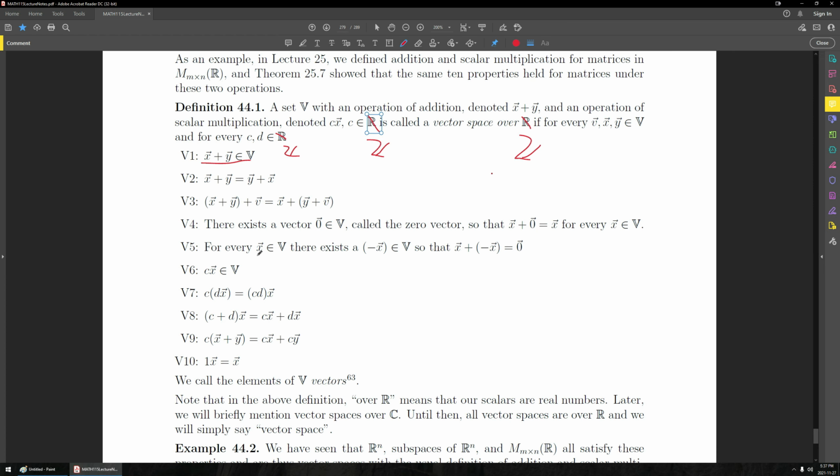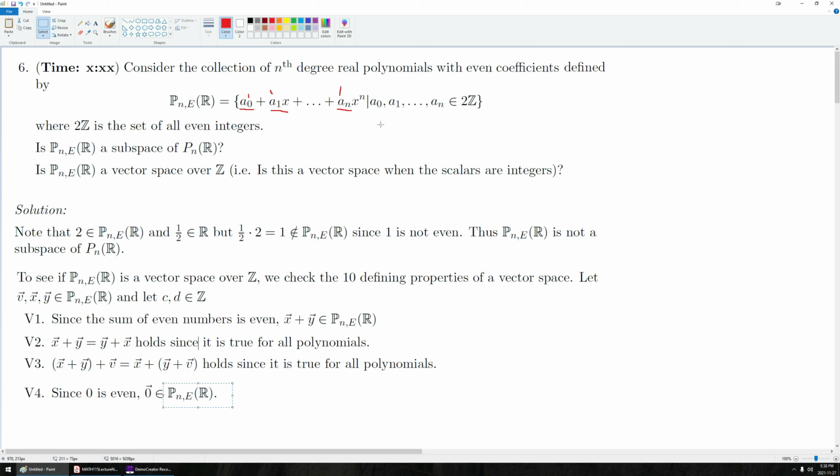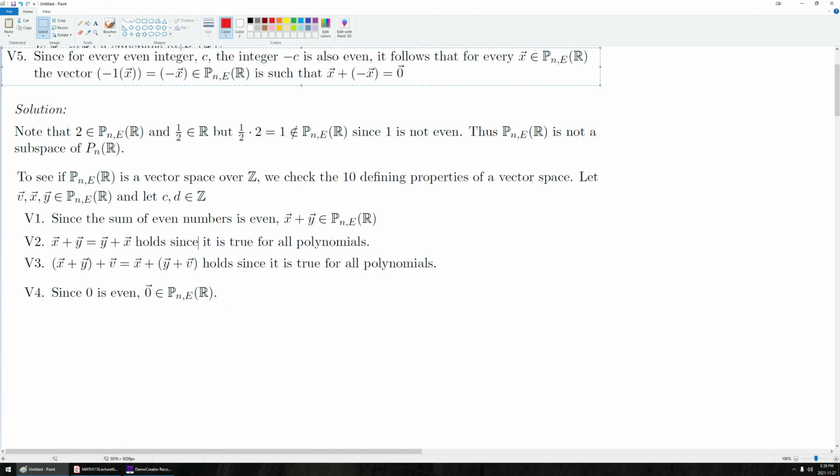Here, I need to show that for every x in my P_n with even coefficients, there exists this negative x such that they cancel out. Well, would that be true for polynomials of this form? Yeah, for any polynomial of this form, all of these coefficients would be even, right? So if I take the negative of that polynomial, I just get the negatives of these coefficients, and the negative of an even integer is also an even integer.